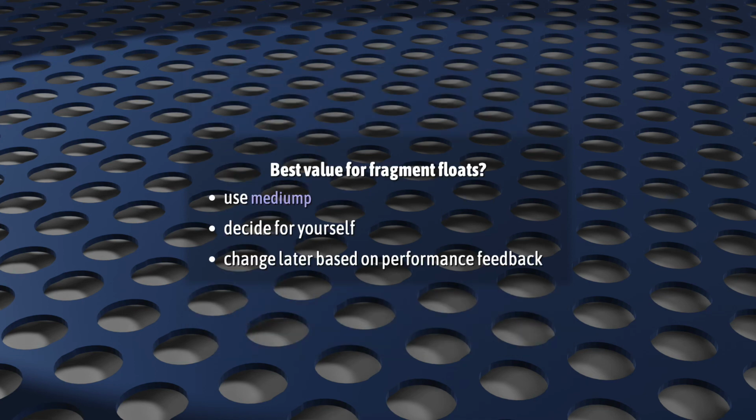Now, what should you use for your floats? Currently, the overwhelming consensus is to specify default medium precision for fragment floats. But remember, that's a choice. And it's something that you can change later based on performance feedback. There's actually a lot more to explore on this, but for me, that's about all this deserves.